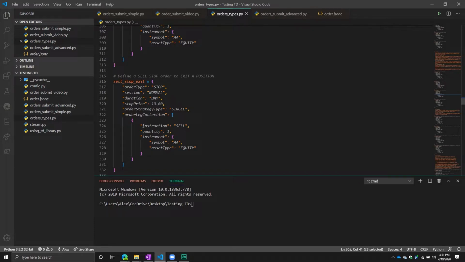Now, additionally, we can define a sell stop order to exit one of our long positions that went against us. So this again will help hopefully stop our losses. Again, stop order type, stop price, and then our instruction in this case would be sell.